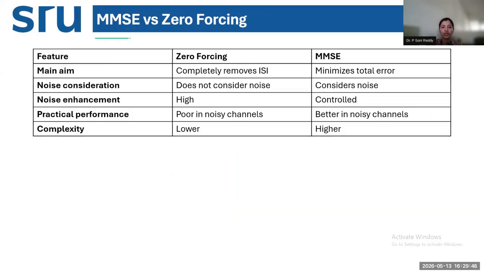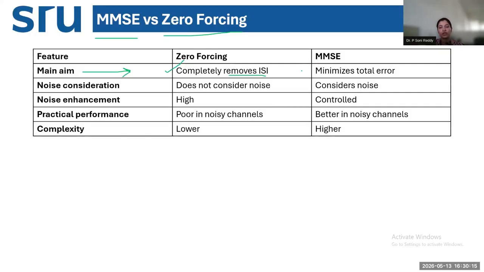And if I compare this MMSE with your zero forcing equalizer, there are some benefits and some disadvantages. What is the main aim of the zero forcing equalizer? It is to completely remove the strong intersymbol interference or strong fading effect. But it does not change the noise factor, rather it increases the noise factor. Okay, so it is suitable only for noiseless channels.